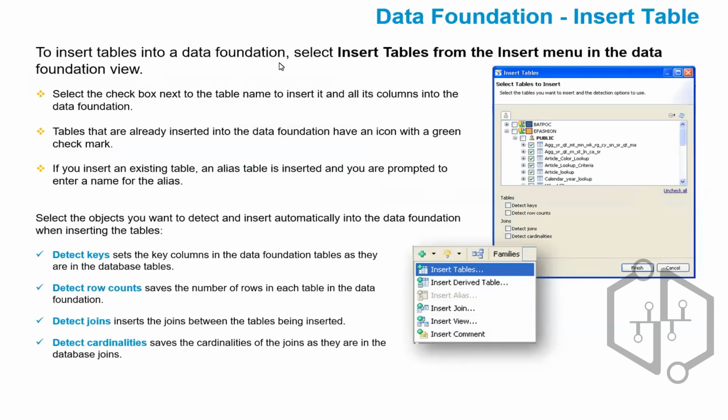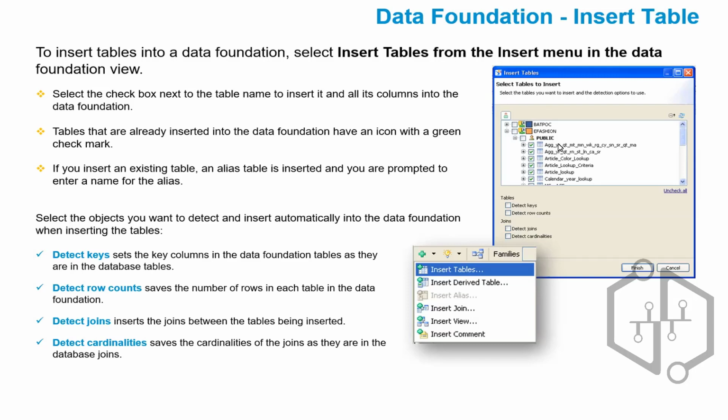To insert tables in the data foundation, first we will create a data foundation, then we'll select the insert table option. If you see here, this plus symbol is for insert. If we click on this arrow, we will see what we want to insert. Do you want to insert tables, derived table, join, view, or comment? If we select insert tables, we will get this option: select tables to insert.